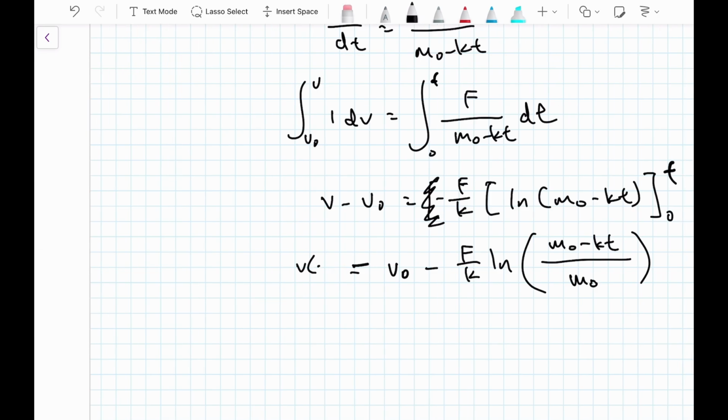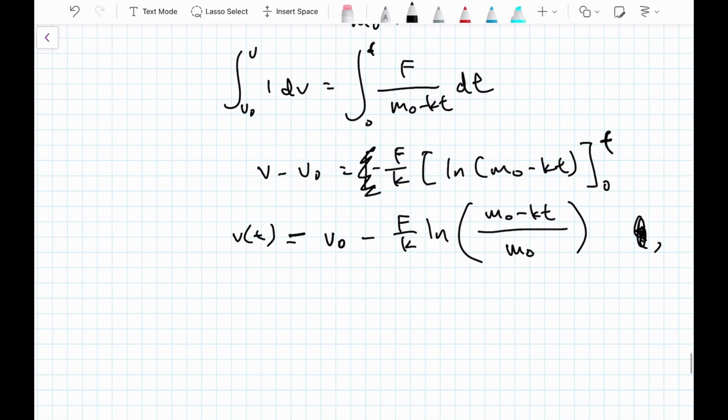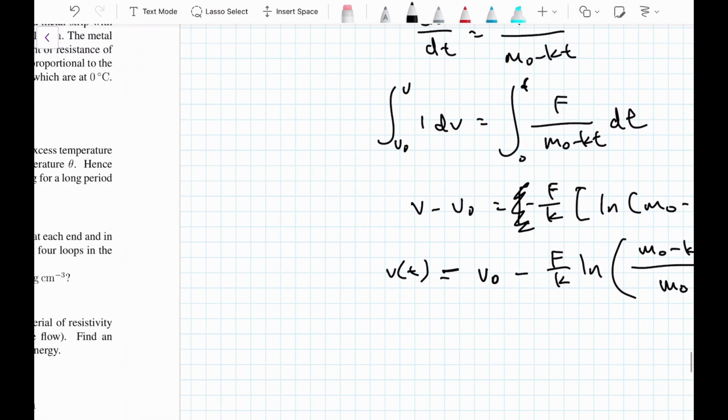This is VT, where T is in the range 0 ≤ T ≤ the mass of the foil over K, which is essentially 800 over K. T can be any real number in this range. Okay, that's the answer to the question.